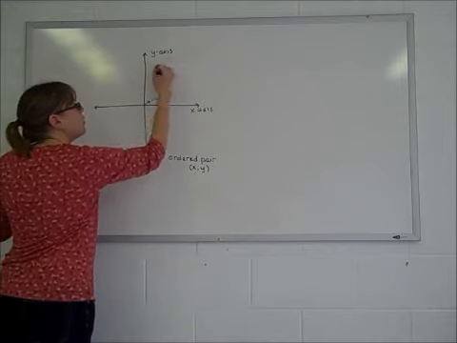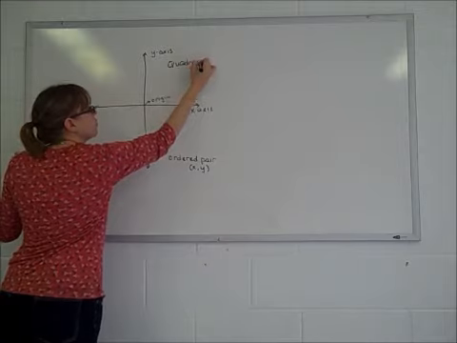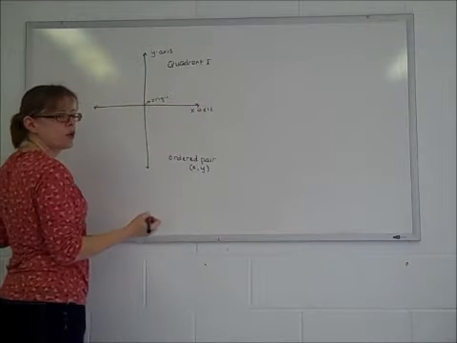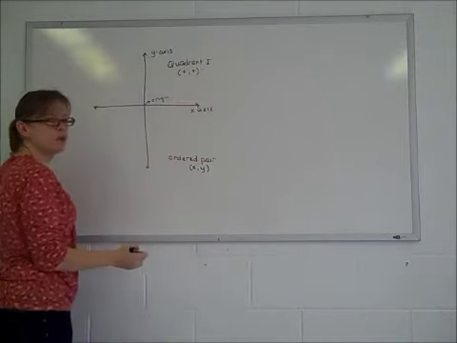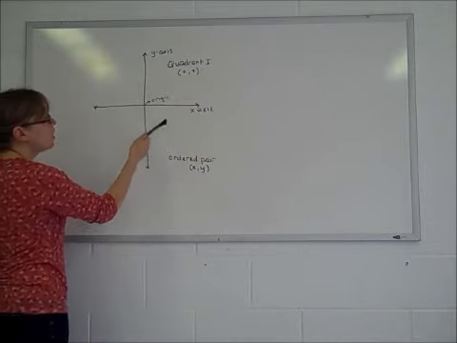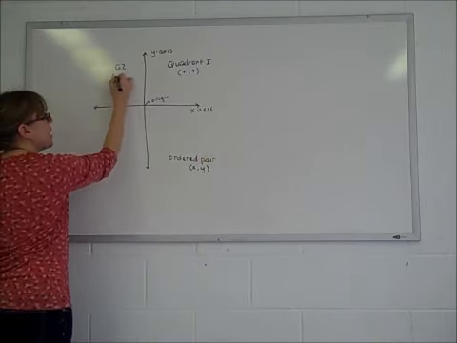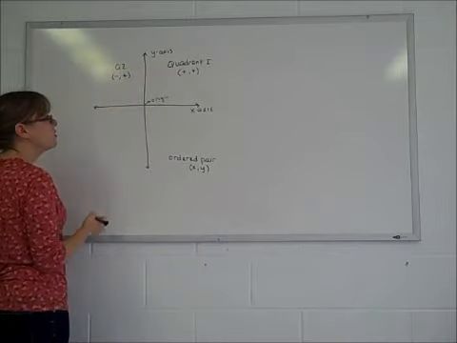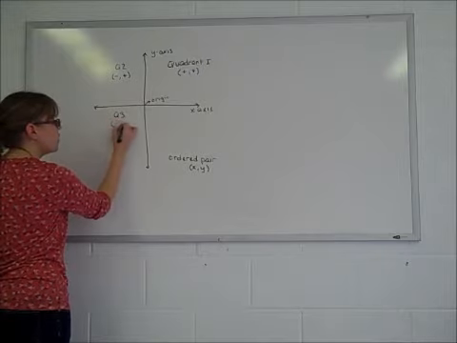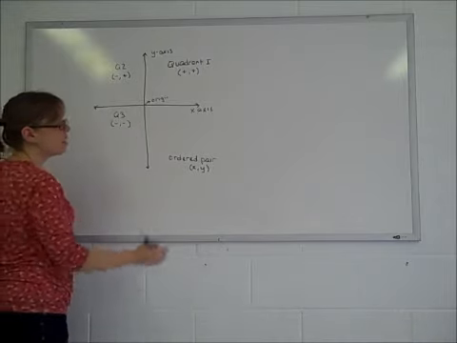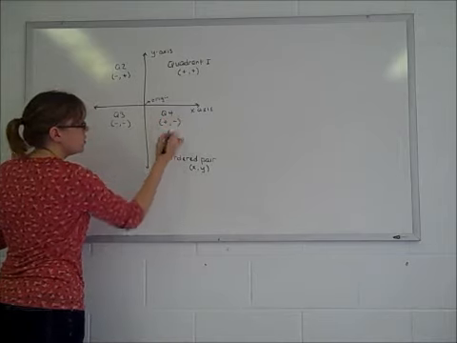So the graph is also broken down into quadrants. Starting in the upper right-hand corner, we have quadrant 1, where all of the ordered pairs, x and y values, are positive. From there, we move counterclockwise to quadrant 2, where your x's are negative, y's are positive, followed by quadrant 3, where x and y are both negative, and finally quadrant 4, where the x's are positive, the y's are negative.